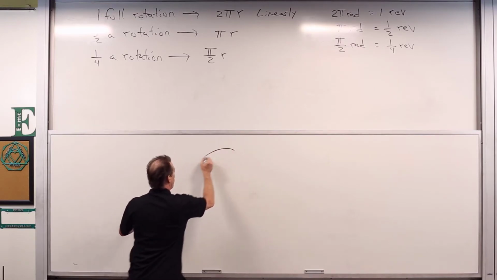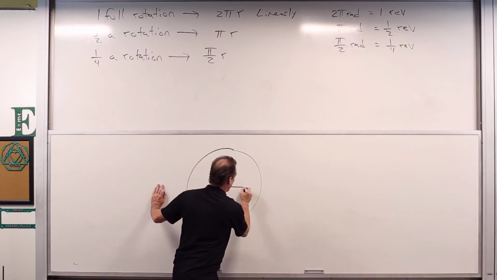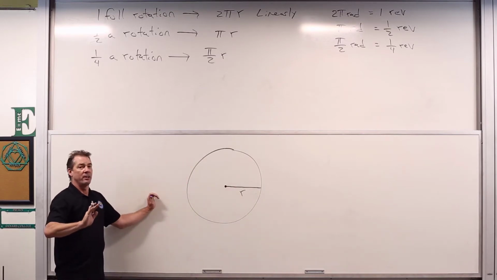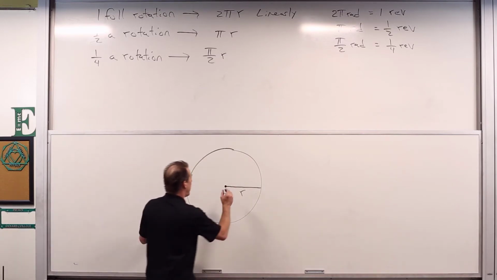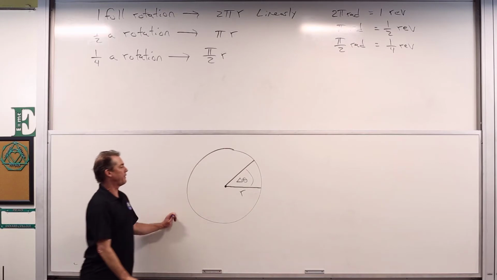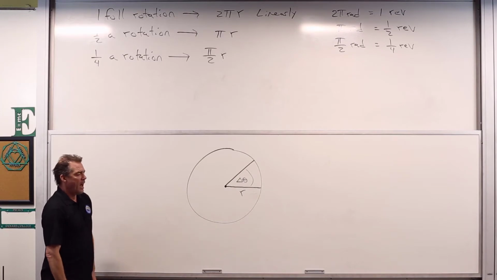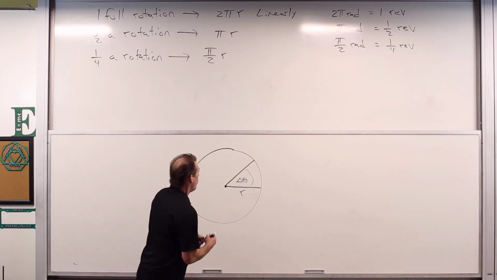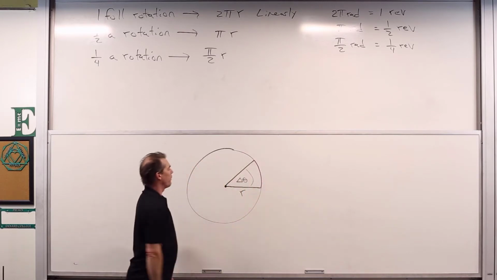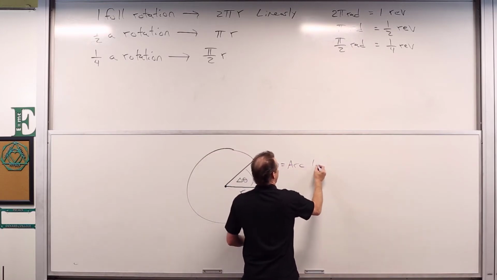Take a circle here. That has some radius r. And what we're going to do is say that this object rotates by some amount, delta theta right there. That's how much it rotates. Doesn't matter which way. How much does it move forward? Well, it moves forward by this amount. What is that amount? Well, that's known as arc length.